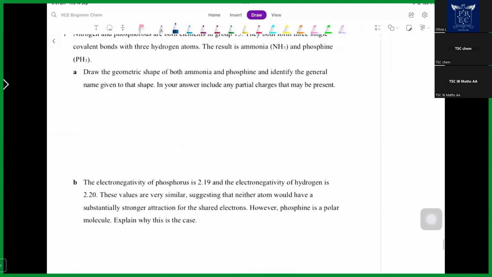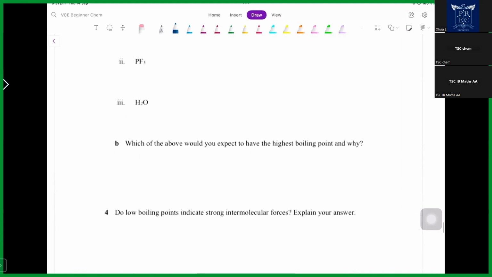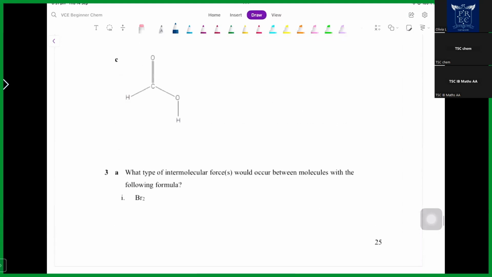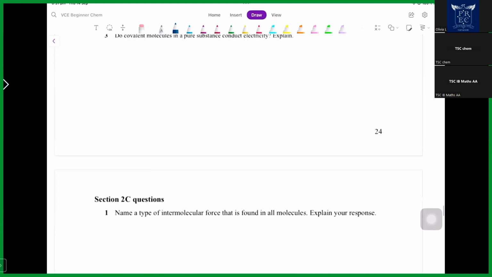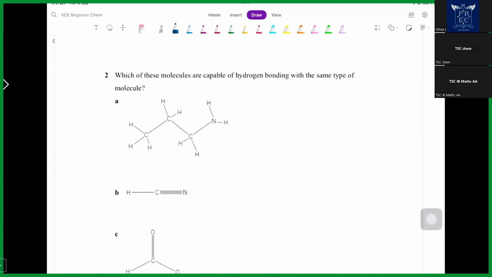This is where we stop. I was using the other screen, so it won't be reflected here. So section 2C. I believe we have done up to 7B. Okay, 7C.